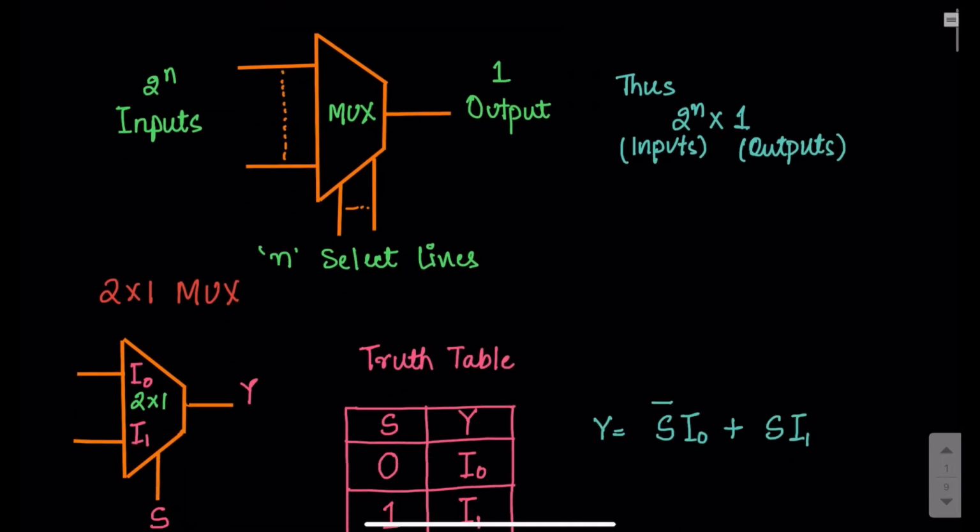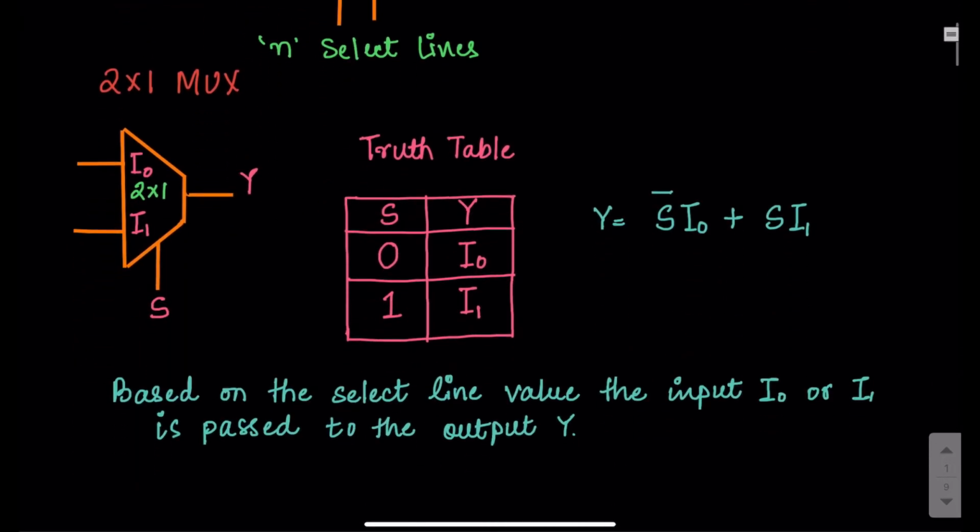Like this, we can define the basic and the smallest multiplexer, which is the 2 cross 1 mux. In this case, you will have 2 inputs and there is one select line, and the output is also 1. The truth table is as shown. If the select line is 0, the output is the upper input, that is I0, and if the select line is 1, then the output is the lower input, that is I1.